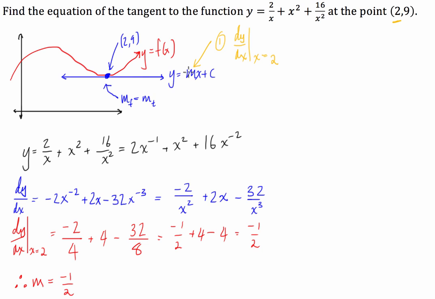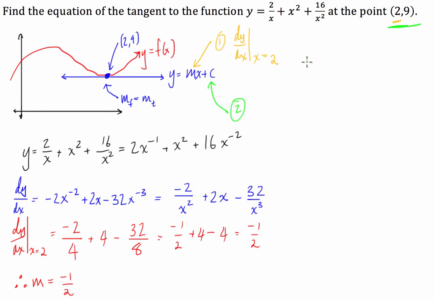So what we have to do now is work out what our c is. This is step 2. To work out c, we substitute our m value into the linear equation. Then we put in the fact that this tangent has to go through (2, 9), and we just solve for c. Now I'll show you what I mean by that.